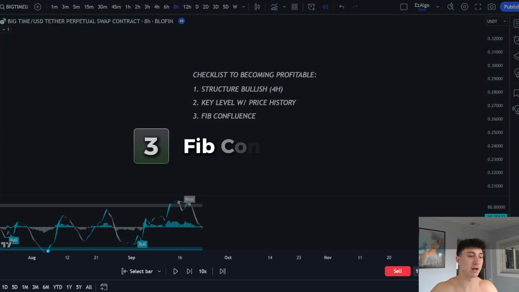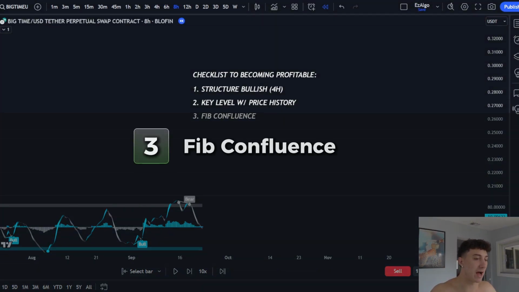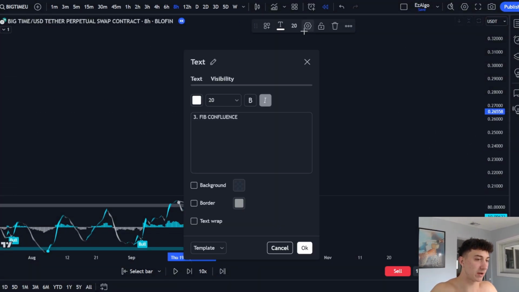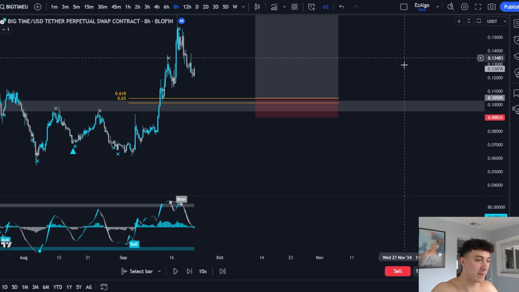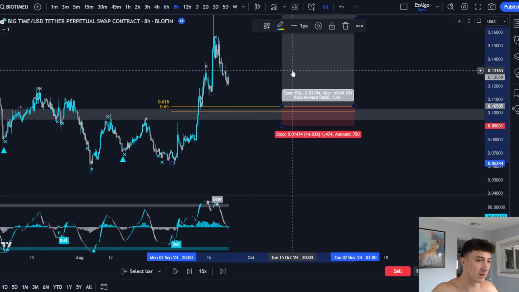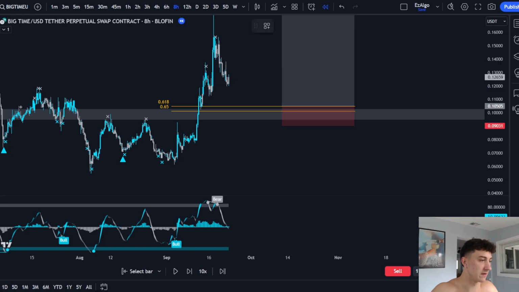Okay, number 3 on the checklist is a fib confluence. Now, I like to use the golden pocket fib. So let me put this in parentheses, okay? The golden pocket fib, which is the 0.618 and the 0.65 Fibonacci retracement tool, as you can see here. So this is just the standard Fibonacci retracement tool.